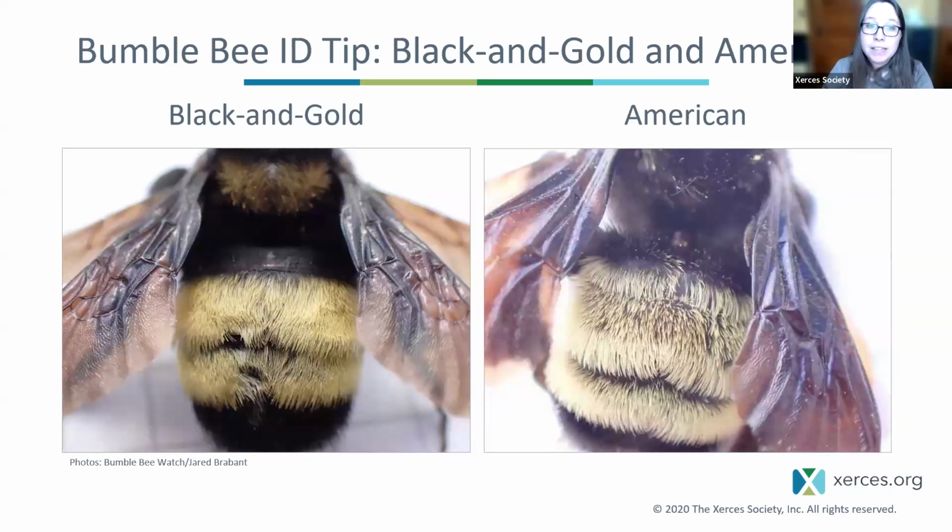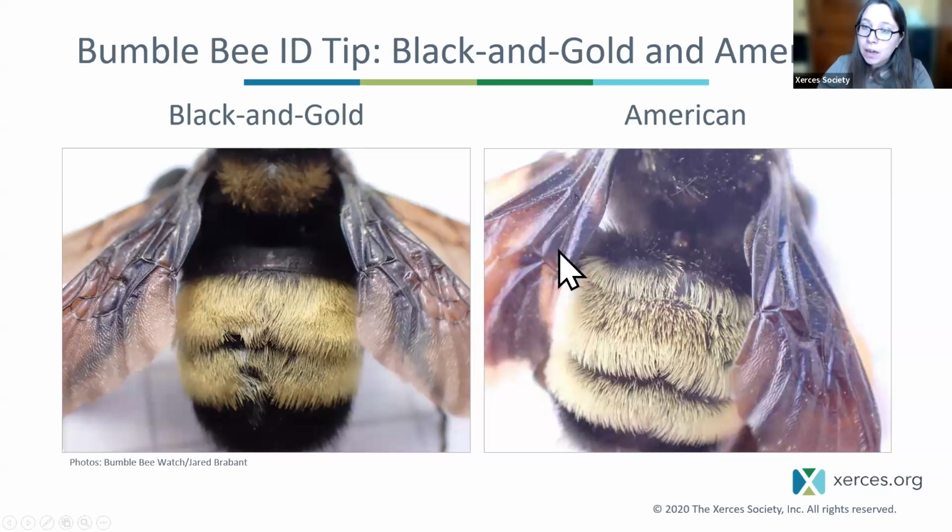The second thing I like to check is the patterning of the hair color on that first segment of the abdomen. So for black and gold bumblebees, they're going to have an entirely black T1. Sometimes you'll see some yellow hairs on the very edges or margins of that segment, but in the center, those hairs will all be black. And sometimes they'll be a little bit bald there too.